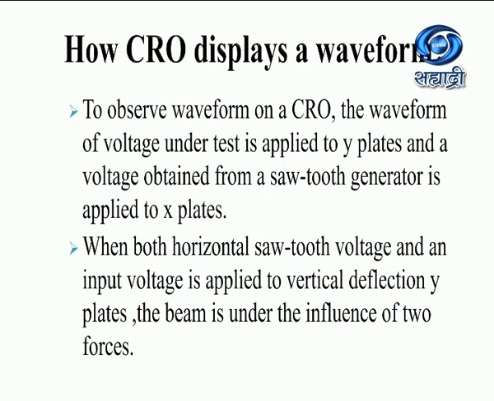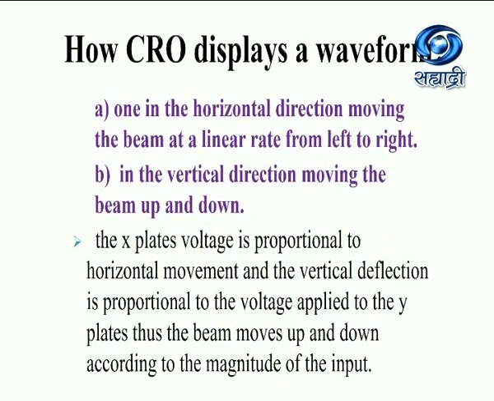To observe a waveform on a CRO, the waveform of the voltage under test is applied to the Y plates, and the voltage obtained from a sawtooth generator is applied to the X plates. When both the horizontal sawtooth voltage and the input voltage applied to the vertical deflection Y plates are present, the beam is under the influence of two forces: one in the horizontal direction, moving the beam at a linear rate from left to right, and one in the vertical direction, moving the beam up and down.